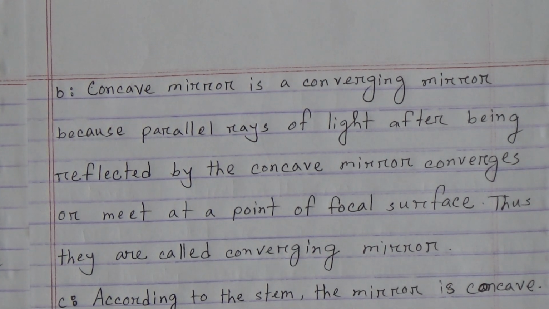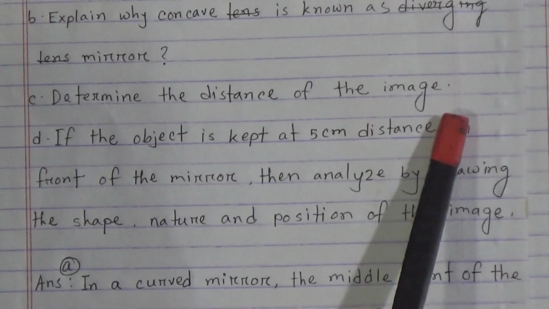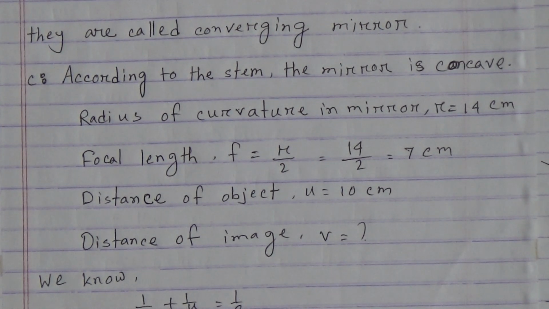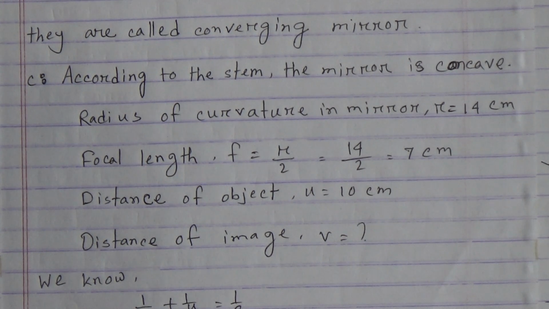And now question number C, determine the distance of the image. My dear students, now we will solve this mathematical problem. This is a mathematical problem. We have to find out the distance of the image. So at first you have to write what is given here in the question.